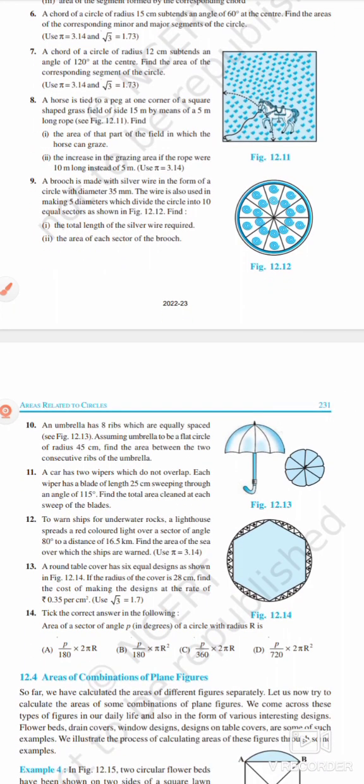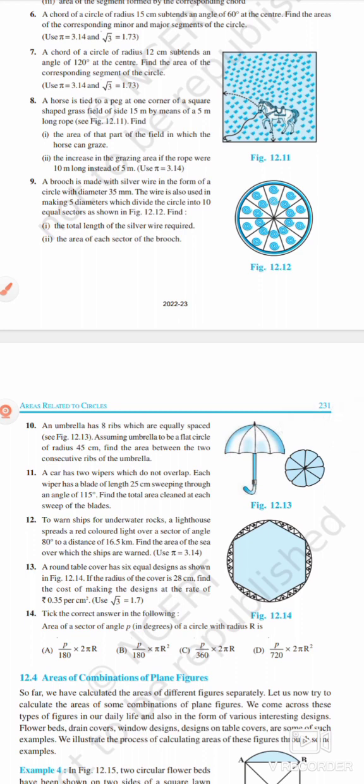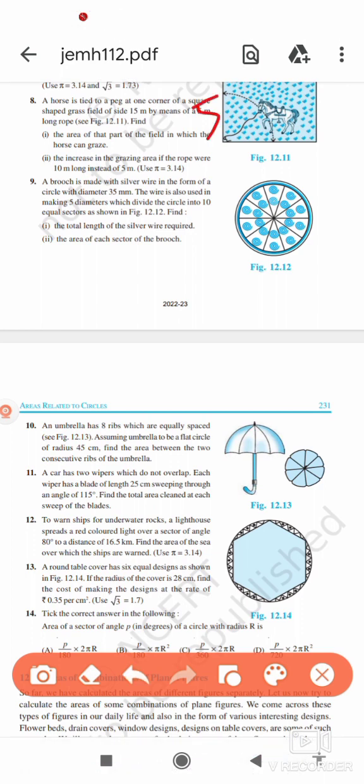Okay, a horse is tied to a peg. Peg means a stick, at one corner of a square shaped grass field of 15 meters by 15 meters, by means of a 5-meter long rope. So this radius would be 5 meters. Find the area of that part of the field in which the horse can graze. So it is nothing but 1/4 the area of the whole circle.